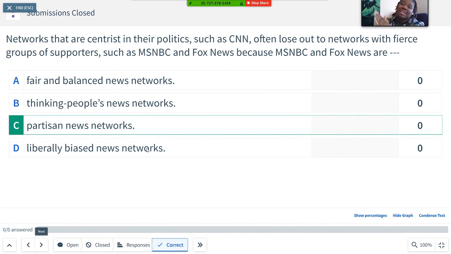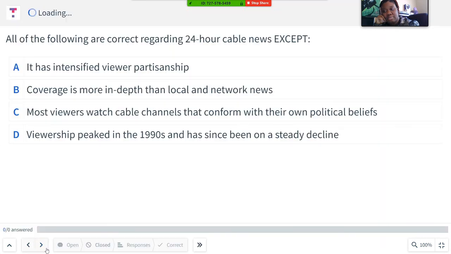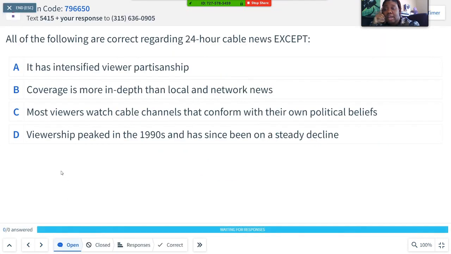Answer is C. MSNBC and Fox News are partisan news networks. You can rewind this whole stream and learn all about that from the Levendusky reading. Are we done yet? Nope, because there's still a couple questions. But of course, once this is done, you have everything you need to study for the exam.